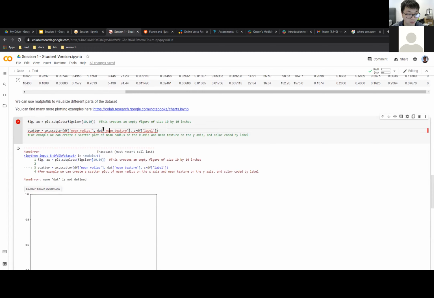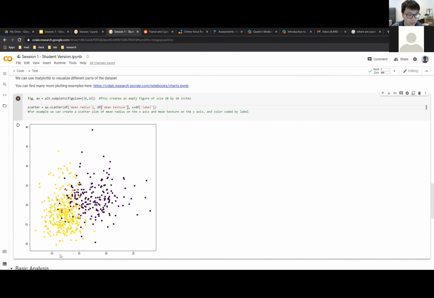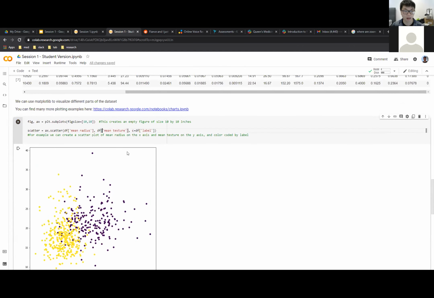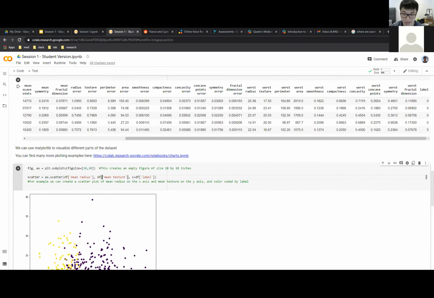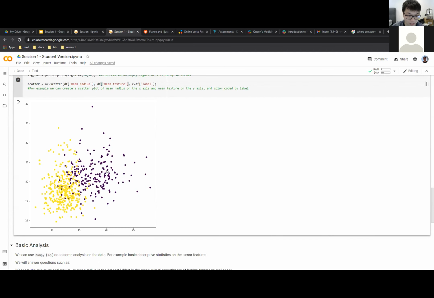Okay, I made a typo. Sorry, this is df. Right, this is what we have. We have mean radius compared to texture, and then different colors. I think purple is malignant and yellow is benign. The way you look at this is you look at what's defined as 0 and what's defined as 1. But in the interest of time, I looked at it, and purple is 1, which is malignant, and 0 is benign.